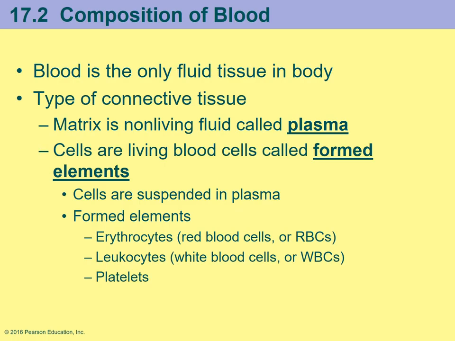Remember, with connective tissue you will have the cells, and then you have the matrix, that extracellular material. For blood, the matrix is a non-living fluid. It's what we call the plasma. The cells are what we call the formed elements. So if you look at blood, you can divide it into those two categories. The cells are suspended within that plasma. With the formed elements, you're going to have three components. You will have the erythrocytes, which is just a fancy way of saying red blood cells. You have the leukocytes, which are white blood cells. And then you have platelets.